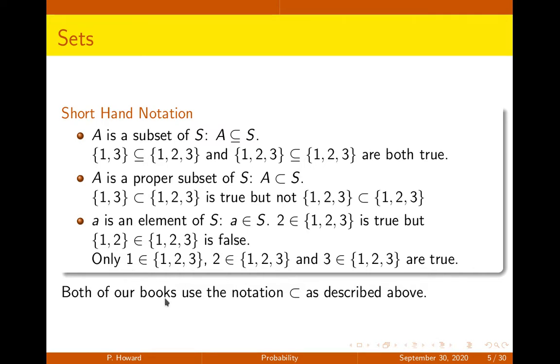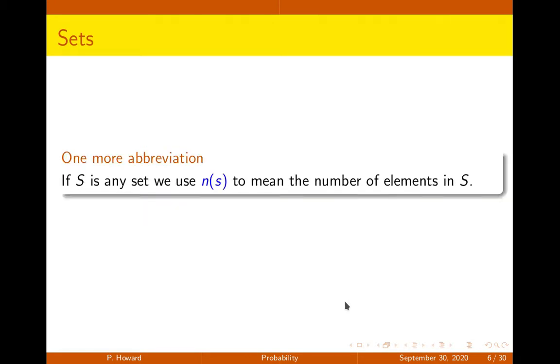So we'll find that both of our textbooks use the proper subset notation much more than the subset notation. Okay, one more abbreviation. If capital S is any set, we use N followed by S in parentheses to mean the number of elements in S. So this is read N of S, and it's shorthand for the number of elements in the set S.